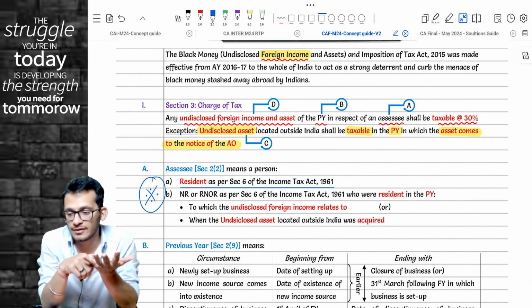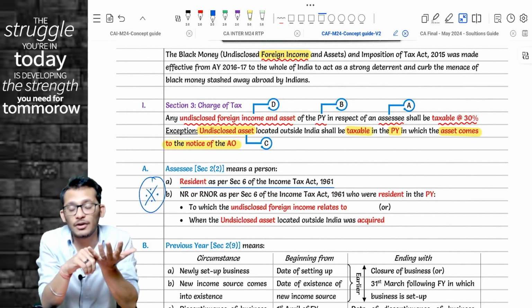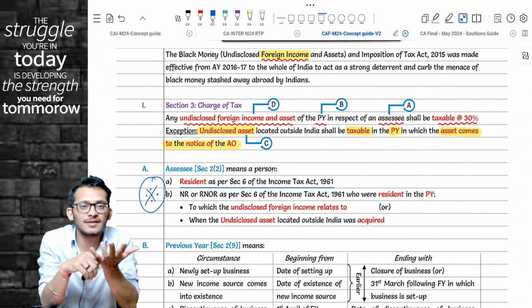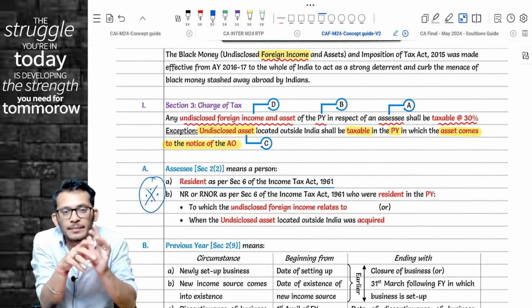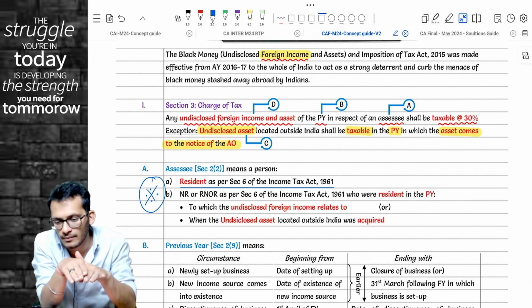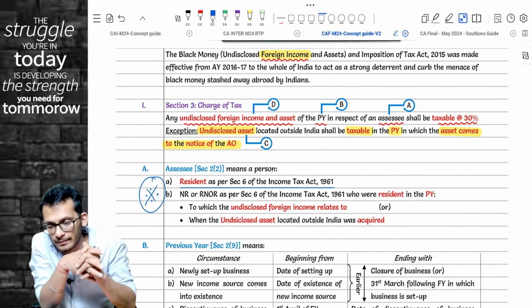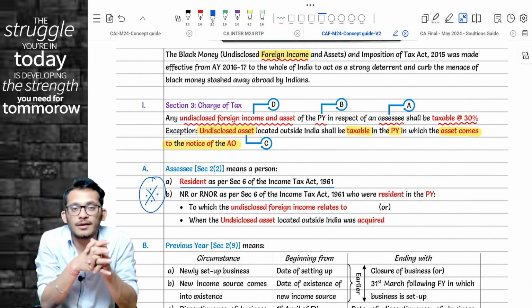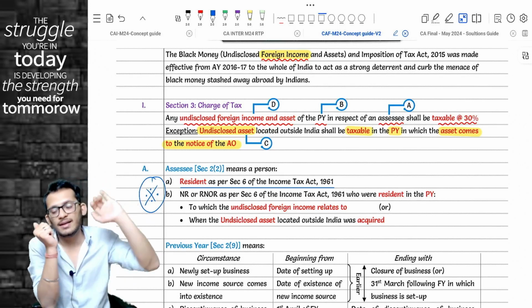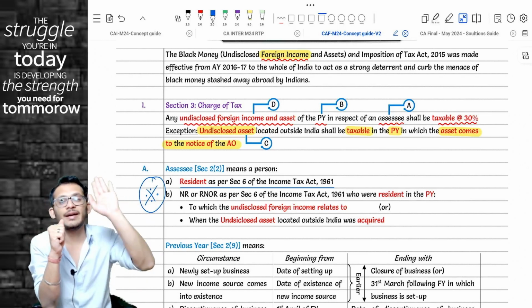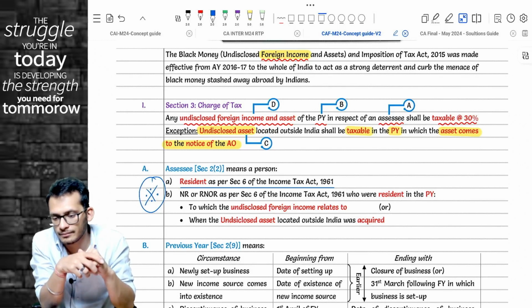This is what your exam question is. The second part of the assessee definition. They came and said, Rahul, assessee means a resident in India. No problem. Assessee means a resident in India, but it also includes a non-resident, which at the time of buying the asset or at the time of generating the income was a resident.